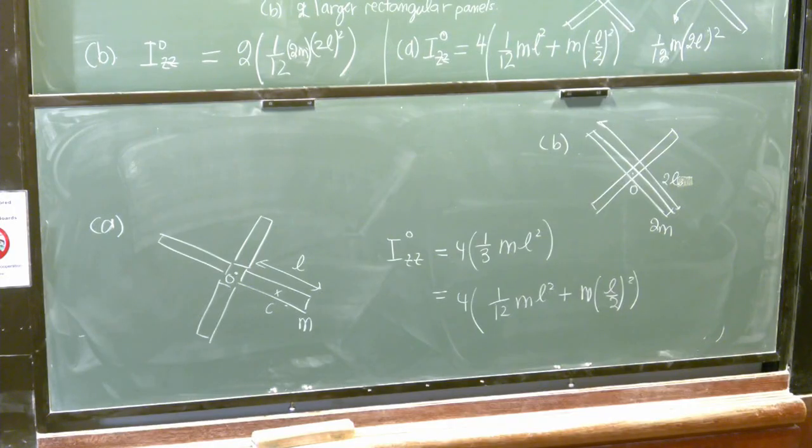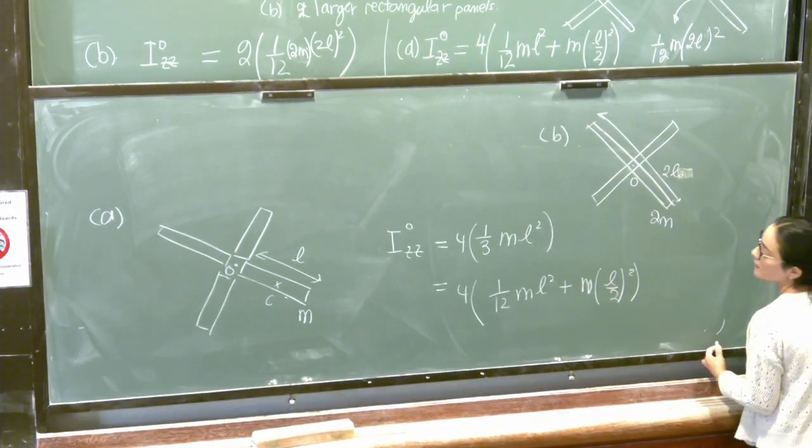Where should I repeat? First of all, we'll be able to get this 1 over 12 or 1 over 3 ML squared value from the table. Yeah? Then, yes. What is it? That's the parallel axis theorem part, right?